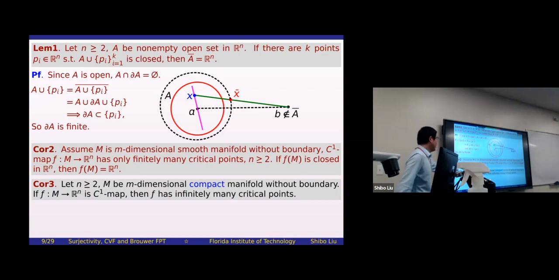The second corollary: if N is compact, then the closedness of the range is automatically true. Therefore, this corollary simply says that any vector-valued function defined over a compact manifold must have infinitely many critical points. That is our first part, the surjectiveness of maps between Euclidean spaces.